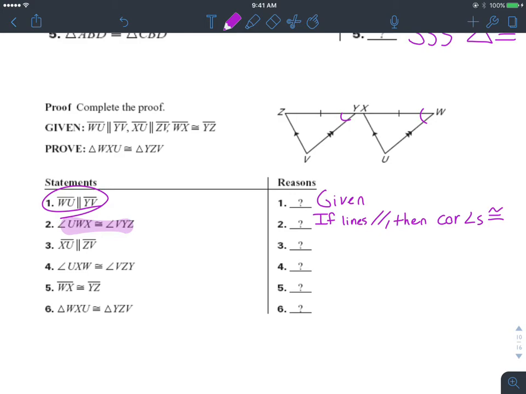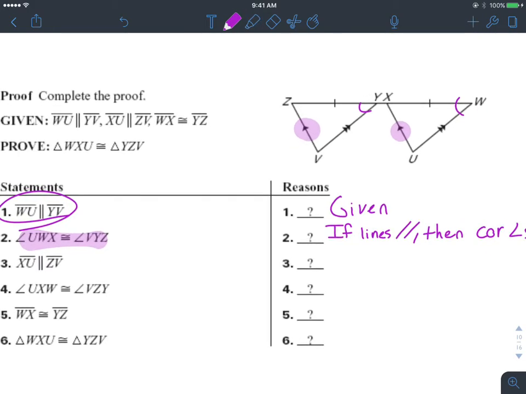Notice that you have another set of sides marked parallel. And this is kind of the same thing. Look at the angles that they're talking about. They're talking about UXW, so that would be this angle right here. And then they also have VZY.